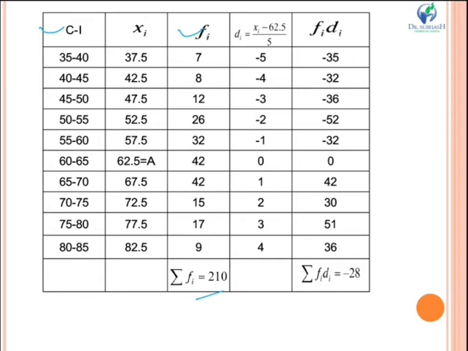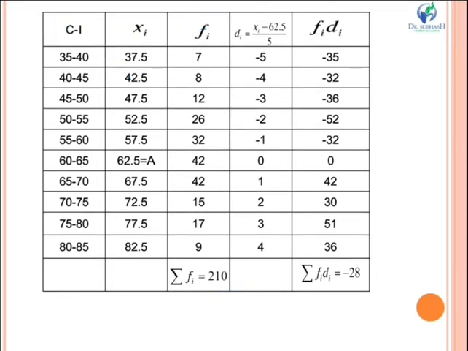First we need to calculate xi, that is, we will take the average of the starting and ending points of the class interval. 35 plus 40 divided by 2 is 37.5. Similarly, 40 plus 45 by 2 is 42.5. Similarly, we'll find the average of all the class intervals and get the corresponding values of xi.